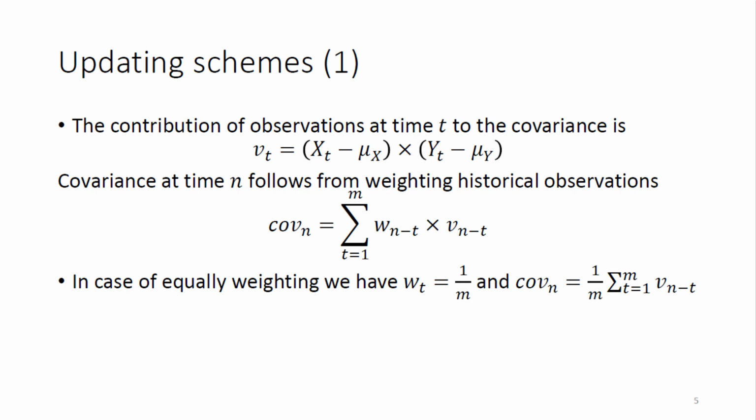Well, the simplest case is the unconditional covariance case, where I assume all the historical observations to be equally important. In that case, they all have equal weight. Given that I have m observations, then that weight would be 1 over m. And then I'm back in the case where simply the covariance that I provide at time n is equal to the unconditional covariance. I simply take the contribution at each moment in time, and I equally weight it with 1 over m.